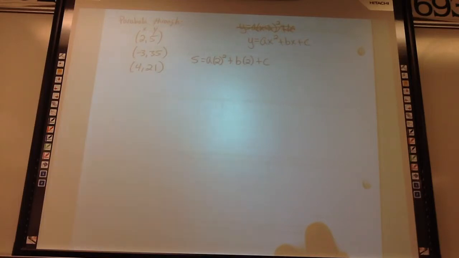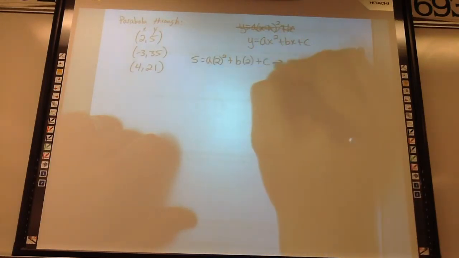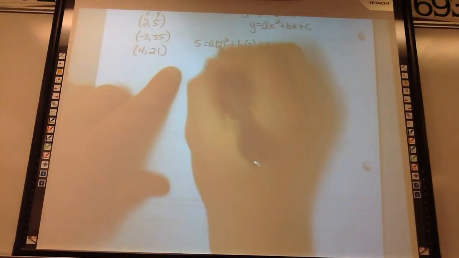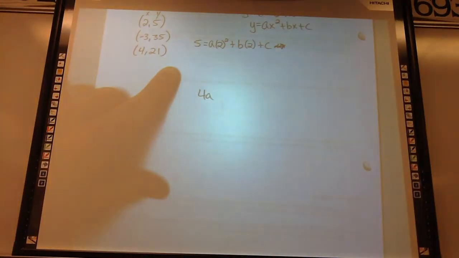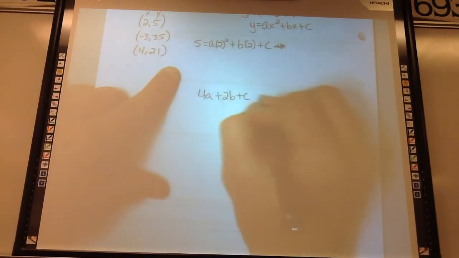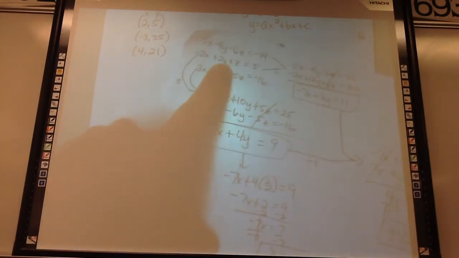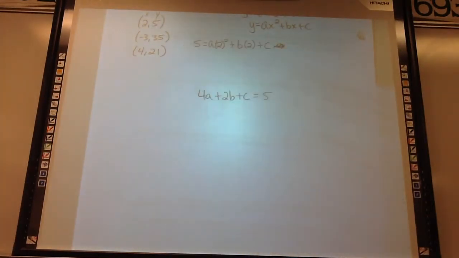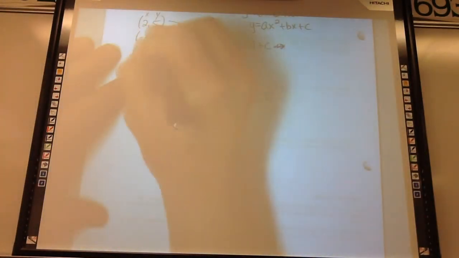Well, I can rewrite that a little bit. 2 squared is 4, and this is multiplication, right? So this is the same as 4a, plus 2b, plus c. I'm going to write the equals 5 over here. That's just personal preference. You can put it on either side. The only reason I'm doing it that way is because in all the ones we've done before, the equals has been on the right side. It doesn't matter. So there's one equation. I got that just by plugging that point in.